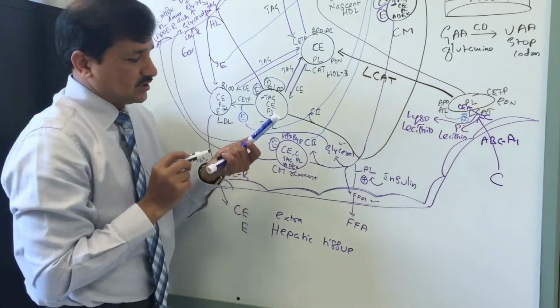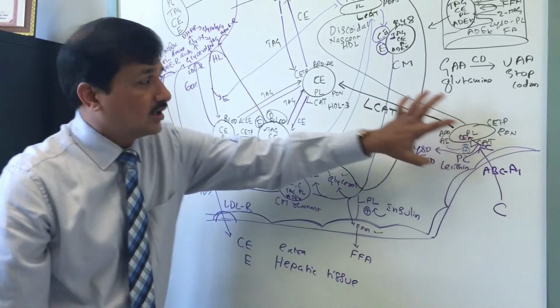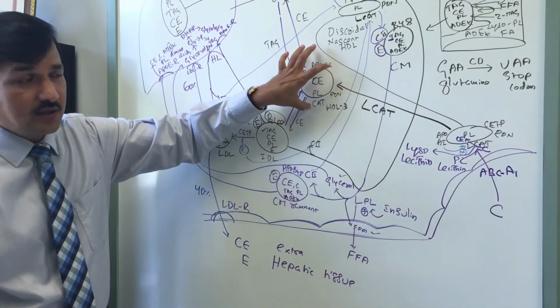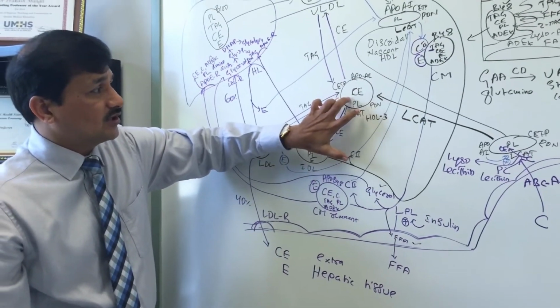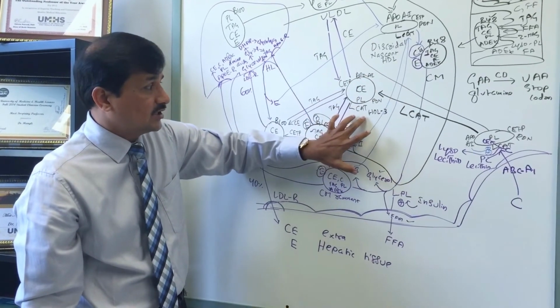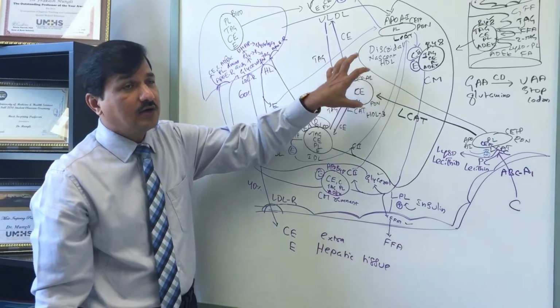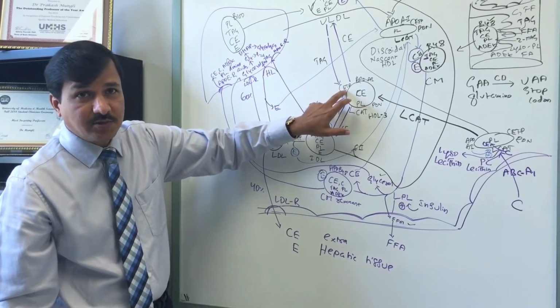That is the enzyme which is responsible for conversion of nascent discoidal HDL into HDL3. Because of this, what happens? Your HDL3 has become rich in cholesterol ester, and this cholesterol ester present in the HDL3 is now ready for exchange done by CETP, which I have already explained to you previously.